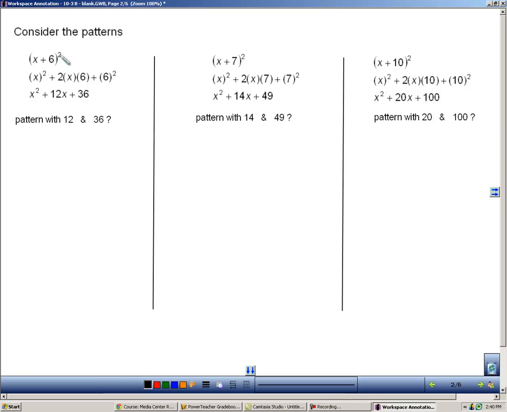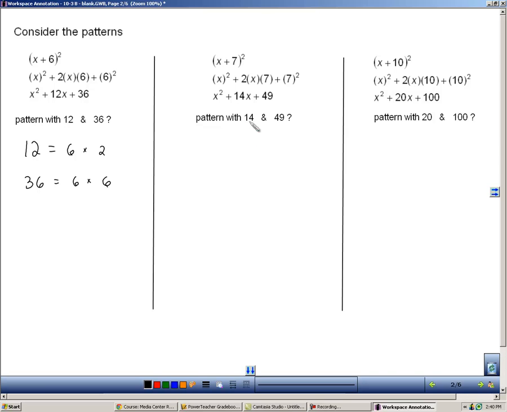Here is a binomial that's squared, and if you FOIL it out, you get this perfect square trinomial pattern. And if you simplify it to the end, you get x squared plus 12x plus 36. Now I want you to look at 12 and 36. Can you think of a pattern with those two numbers? Well, 12 is 6 times 2, and 36 is 6 times 6.